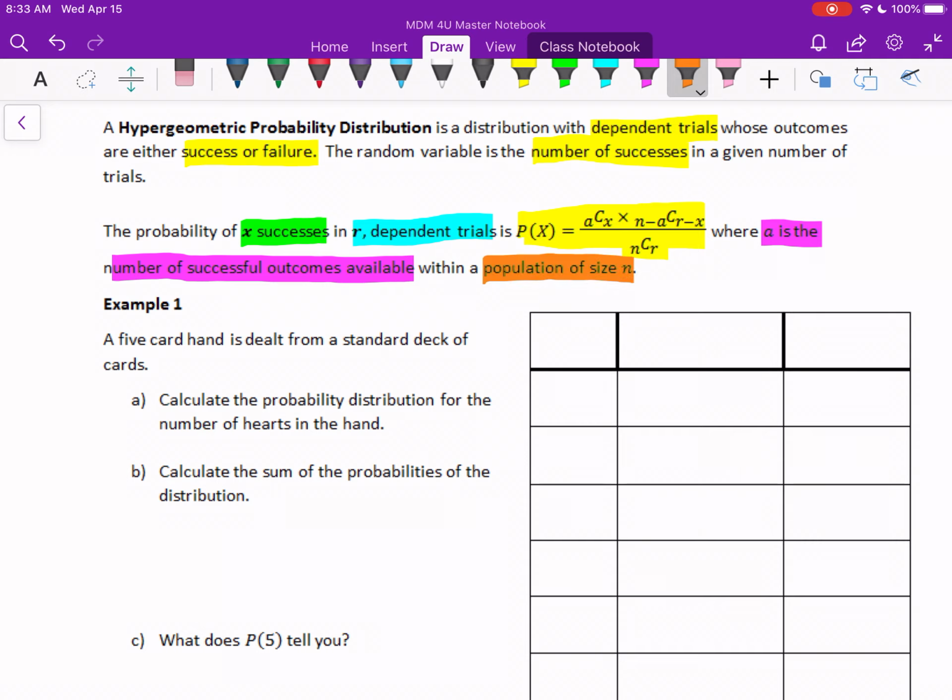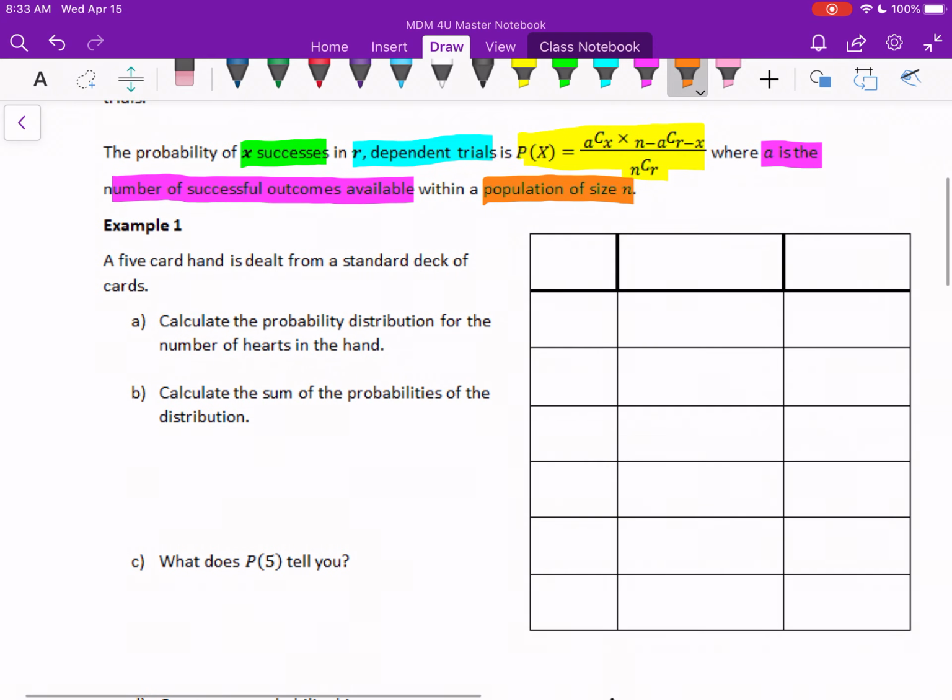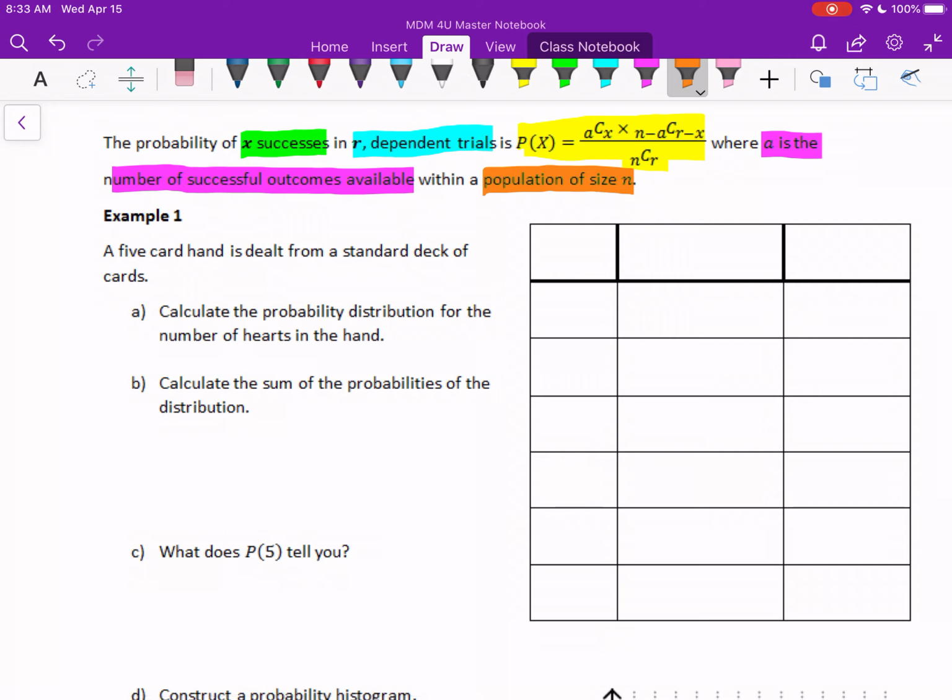So all 4 of those variables show up in the formula, and you can see them in their different places. A choose X times N minus A choose R minus X all over N choose R. So it's just really 3 different combinations. Once we plug in numbers instead of variables, then it's just 3 combinations. And again, not super hard despite the fact that it looks awkward.